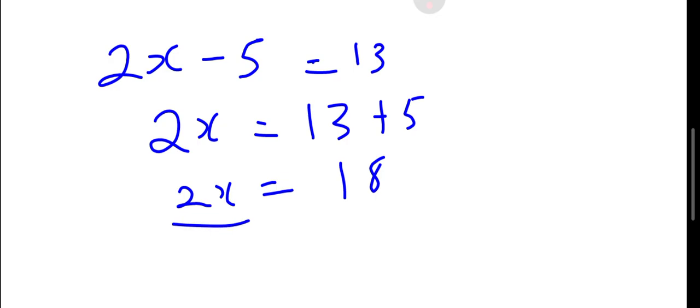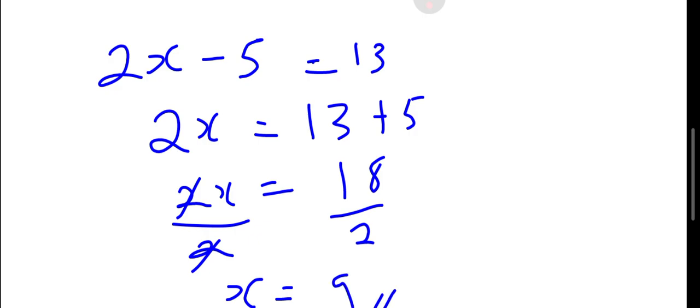So we divide both sides by 2 here. 2 cancels 2, so x is equal to 18 divided by 2, which is 9. This gives us the value of x to be equal to 9. A very simple one.